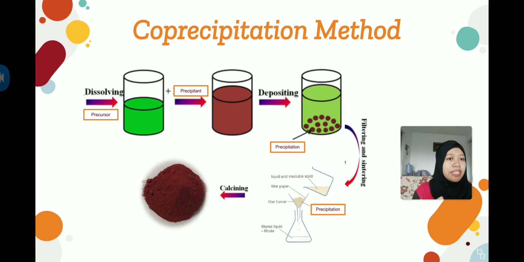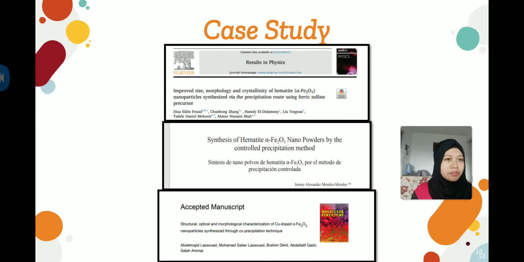However, in the co-precipitation method, the hematite nanoparticles will precipitate in the solution. So we dissolve the precursor and the precipitant. Then after stirring, the precipitation will occur. Then we filter the precipitate, wash it using ethanol and water, and calcine the precipitate at the desired temperature. Then we get our desired hematite.